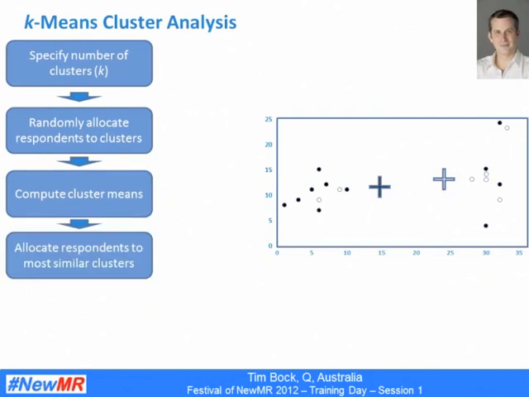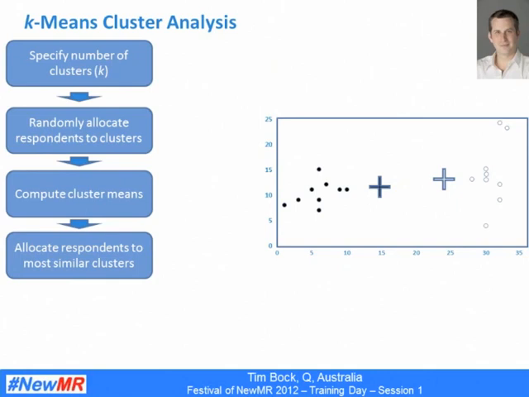Then we move respondents to their most similar cluster. So you can see here these two white dots are both a lot closer to the black segment mean than to the white segment mean, and so they should be moved into this segment. And similarly, over here, these four black dots are really a lot closer to the white cluster, and so they should have their color changed, or to be more precise, they should be reallocated to the white segment.